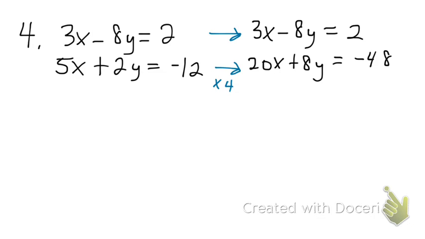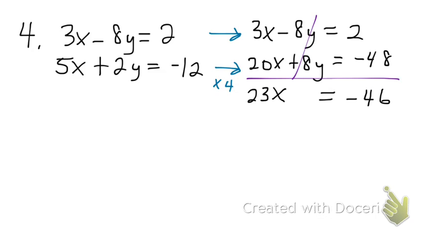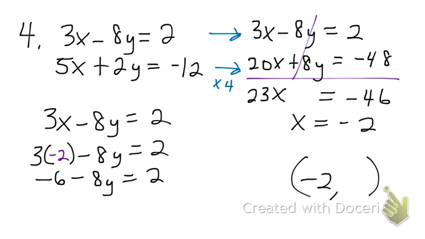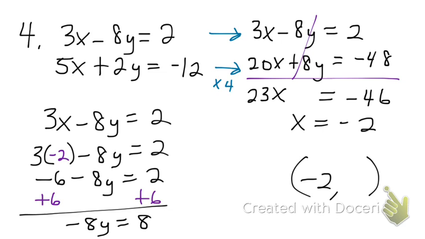So notice by doing that, we do get opposites for y. So now when we add the equations together, we get 23x equals negative 46, which means x is negative 2. So again, we have half of our answer. Let's use the first equation to find the y value. So if we plug in negative 2 for x, and we solve this equation for y, we end up getting y equals negative 1.